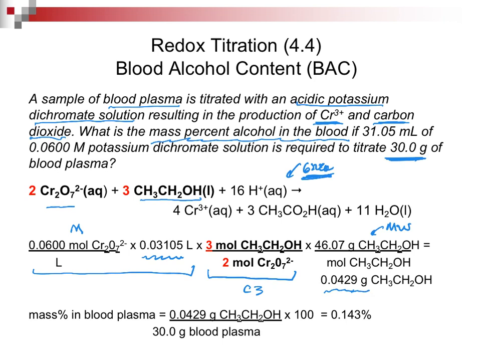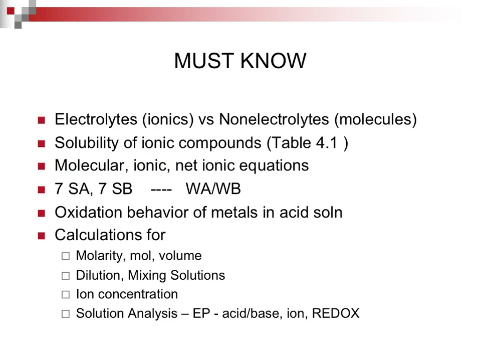0.0429 grams of ethanol, and just like in the last problem, we would look for the mass percent ethanol in the blood plasma. There is our 0.0429 grams, there is the mass of our sample, and we would come up with a BAC of 0.14. So I like this problem because, not that I want you to do these things, but you can actually relate to what it is. For the last slide, I have these must-knows.